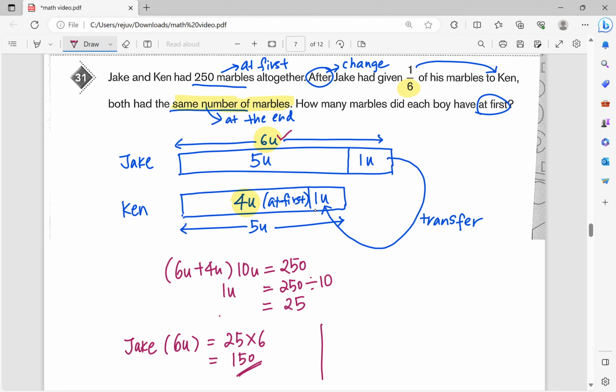While Ken has 4 units at the beginning. Therefore, 25 times 4 will give me 100 marbles. So the answer: Jake has 150 marbles, Ken has 100 marbles at first. When we add them up, 150 and 100, these two numbers will give us the total of 250 marbles at first. So therefore, we can confirm that the answer shaded in pink here is correct.